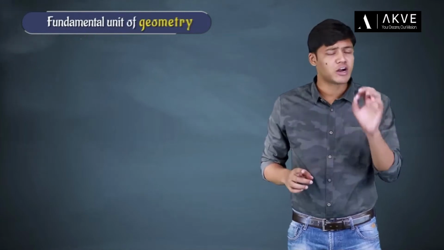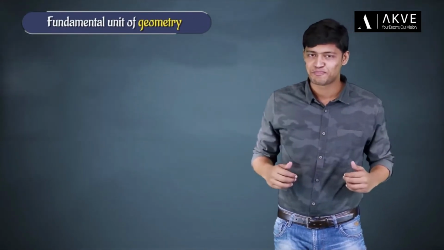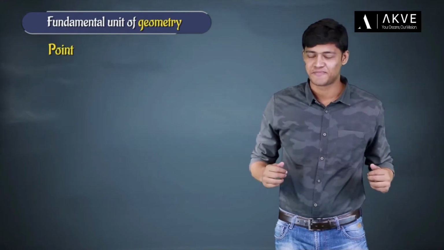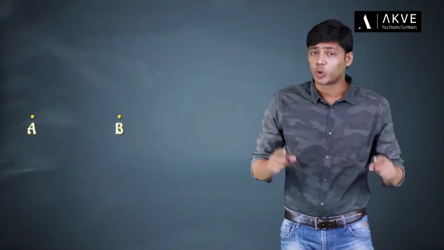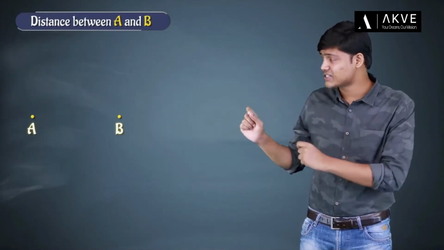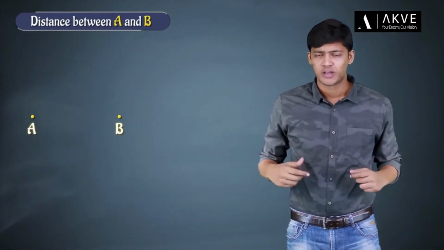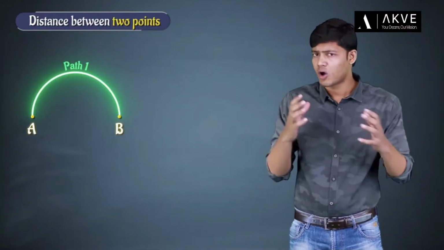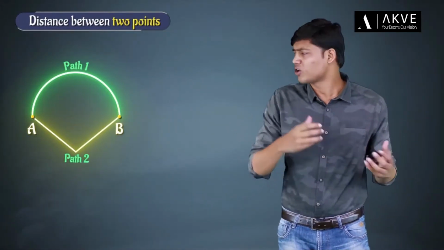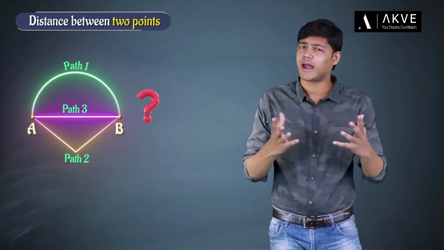Hello friends, in this video we are going to deviate a little from the circles chapter and learn something interesting about measuring distances. First of all, tell me what's the fundamental unit of geometry? It's the point, right? So let's consider 2 points A and B. Now tell me, how do we measure the distance between these 2 points? Is it along the path 1 or along the path 2 or along the path 3 or something else entirely?